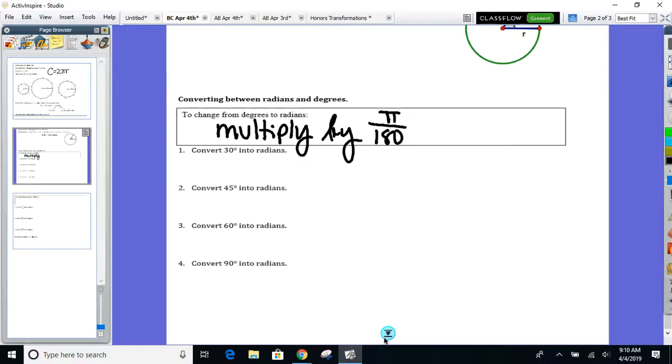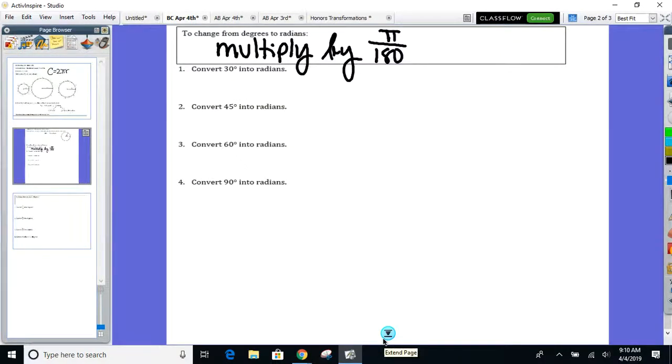All right, so let's go through some of these quickly. I don't think we'll do all of them here. 30 degrees into radians. So ready? You take 30, multiply it by pi over 180. But here's the thing. You want it to be as exact as possible.